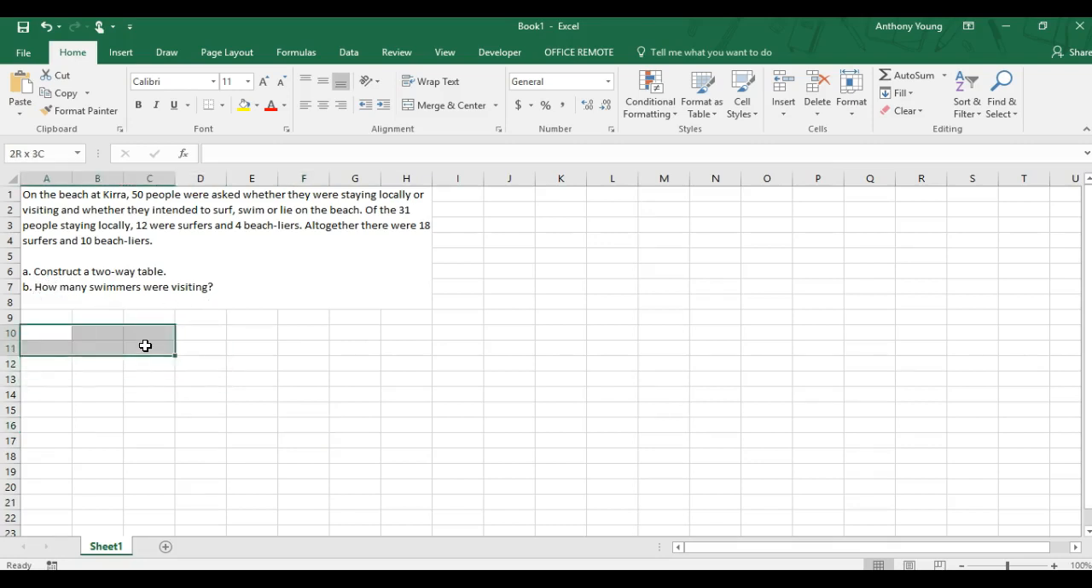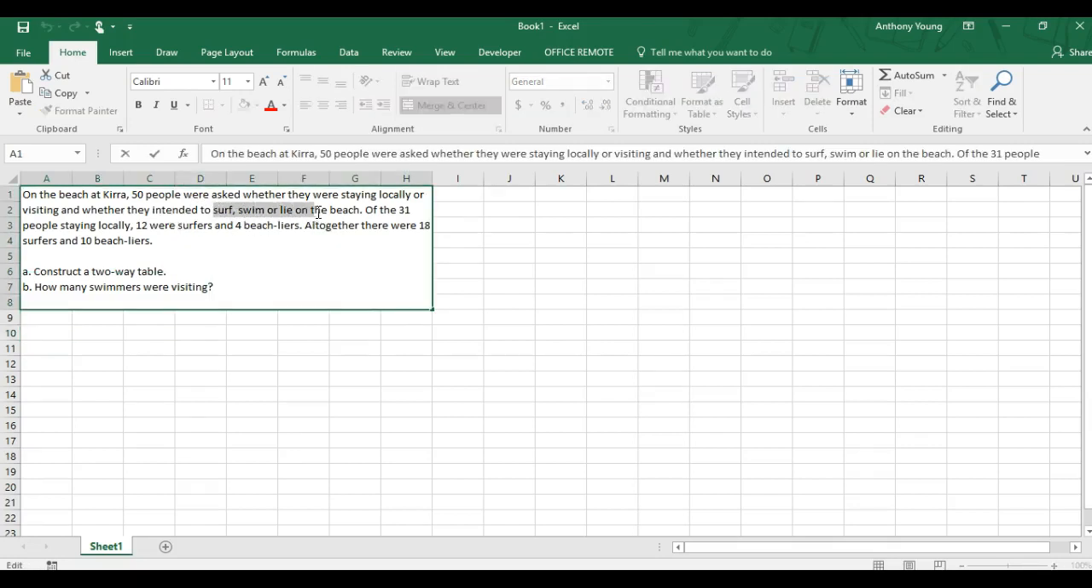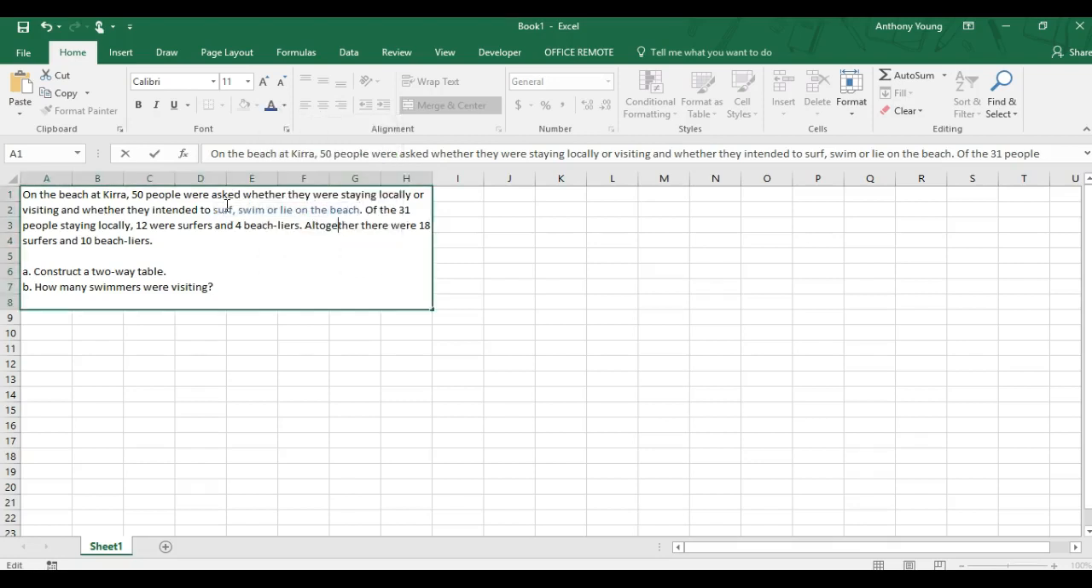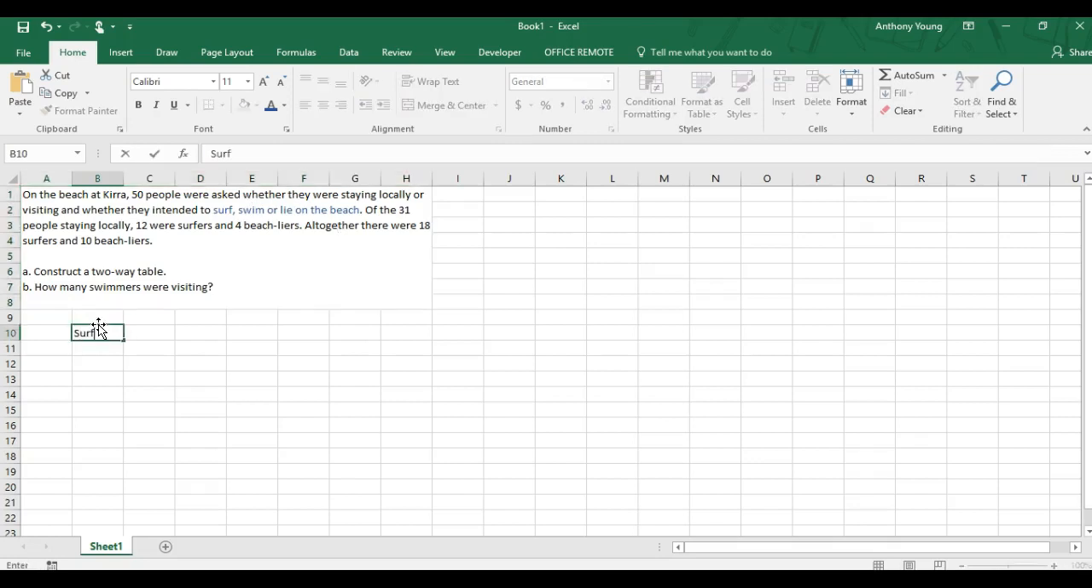So, let's have a look. We're going to make a contingency table. First thing we've got to do is work out what the variables are. So we've got surf, swim or lie on the beach. That's going to be 3 of them. Surf, swim, lie on the beach. Okay, so let's put that in.